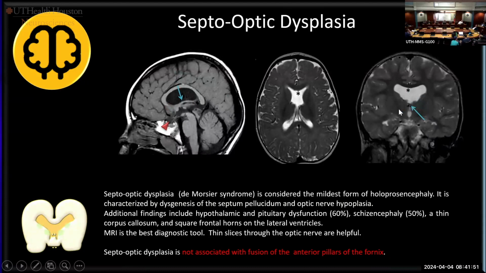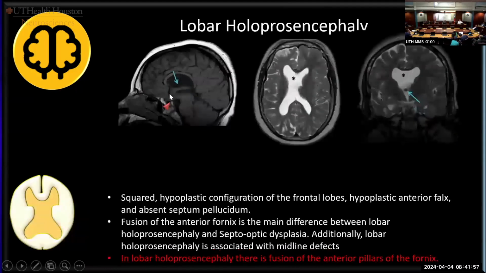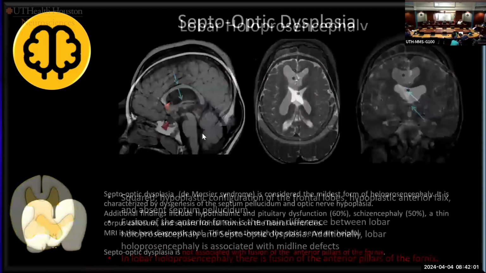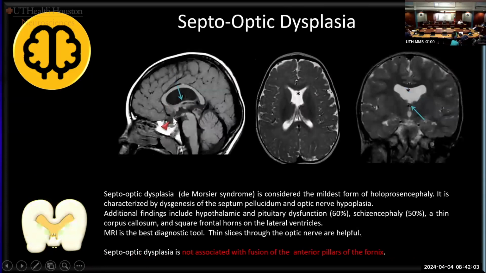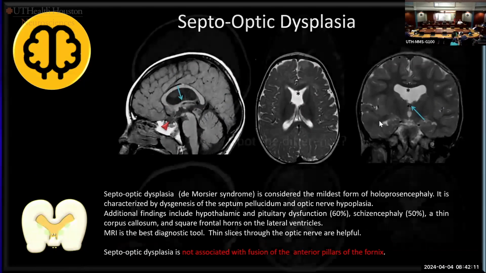And then the next thing you have to look for is right here at the optic chiasm. In the first one, the optic chiasm is here, and you can really see it. I'm going to blow it up in a second. And here you cannot see the optic chiasm almost at all. And they both have absence of the septum pellucidum, right? But the pillars of the fornix are not fused.